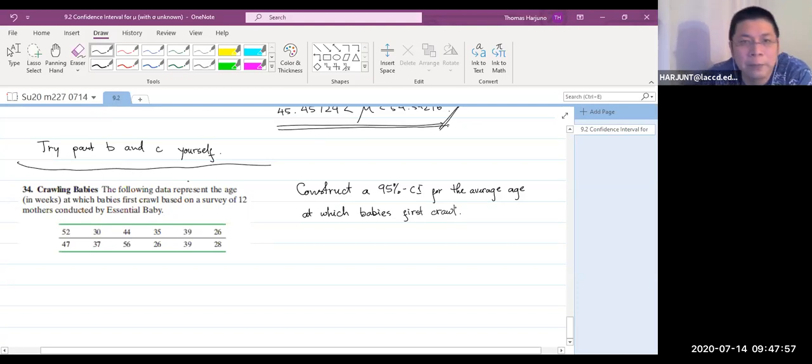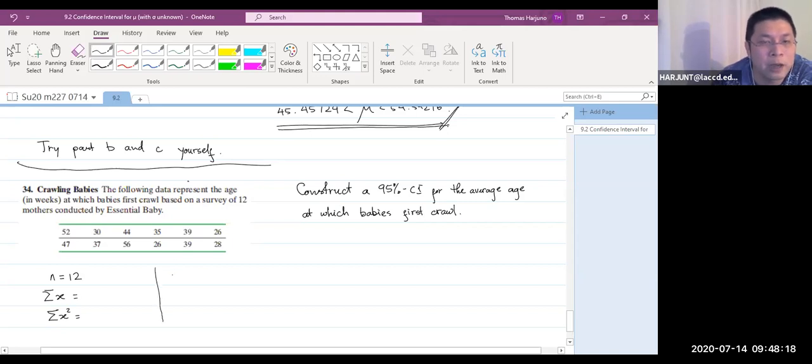We don't have the sample mean. We don't have the sample standard deviation. This is all we have. So what do we do? We need to compute it ourselves. We know that n equals 12. Now what you need to do is find the sum of x and the sum of x squared. Using that, you will be able to find x bar and s squared.